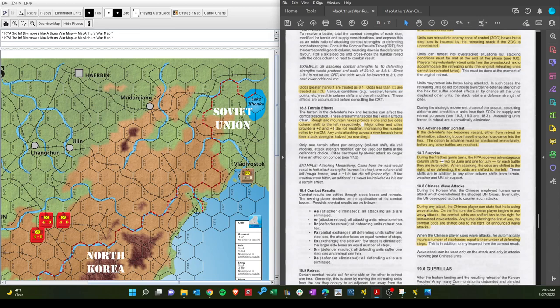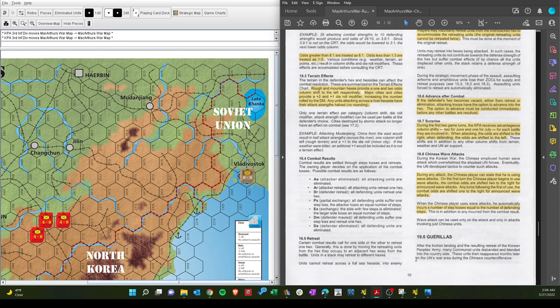Chinese, when they're in the game, can declare they're doing a wave attack. And on the first turn, they use wave attack, shifted two to the right. And then any turns following, for the rest of the game, one to the right. But there is a penalty. Automatically incurs a number of step losses equal to the number of defending steps. So if I was attacking three UN steps and I did a wave attack, I would have to lose three steps to get the combat shift. So is it worth it? Don't know.